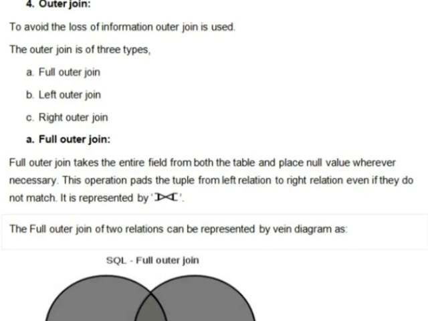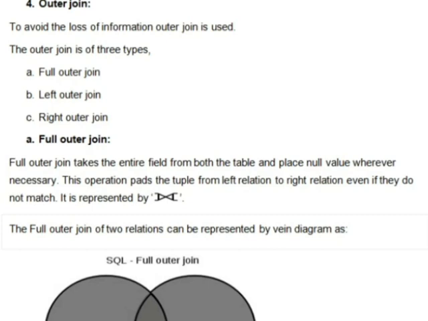Today, we will see the relational algebra operation outer join. We have already started with chapter number 2. We have seen some basic terminologies, keys, and some of the relational algebra operations in previous lectures. Today, we will see what is outer join.